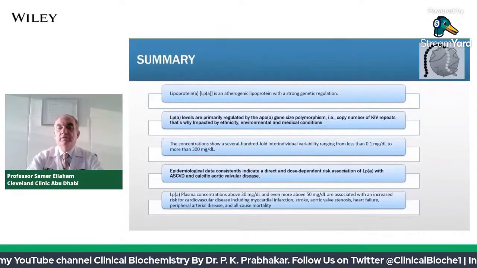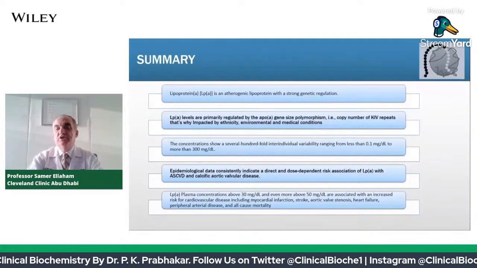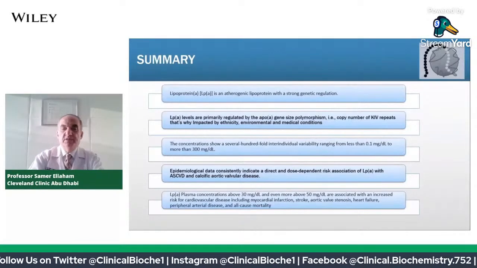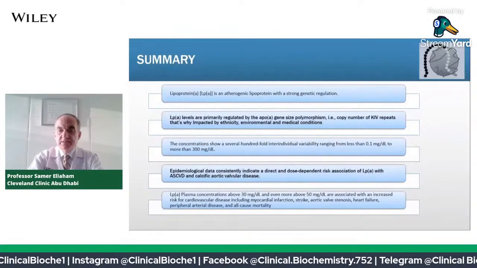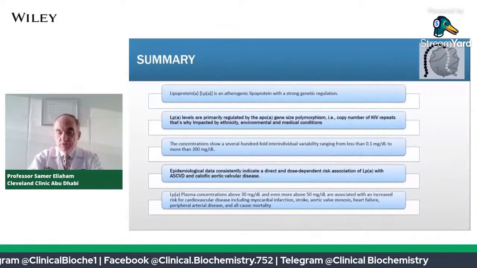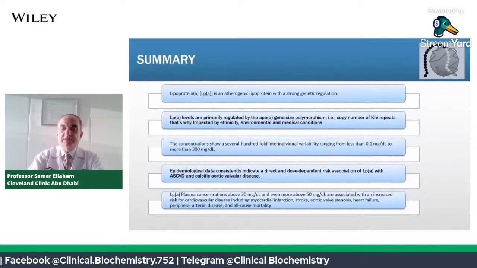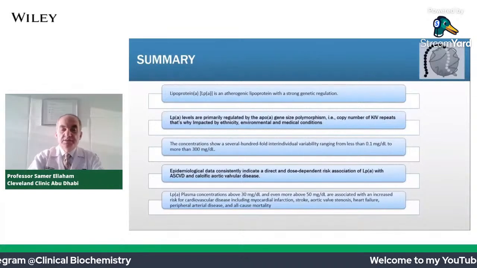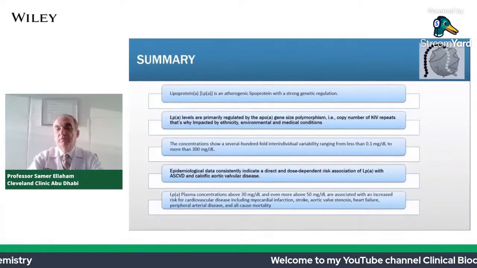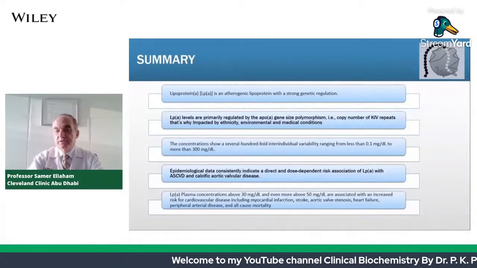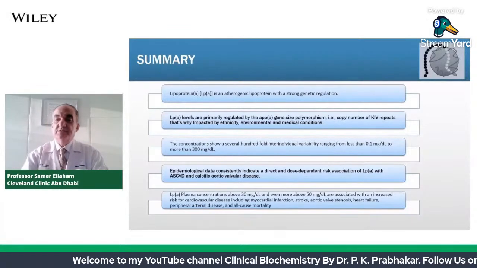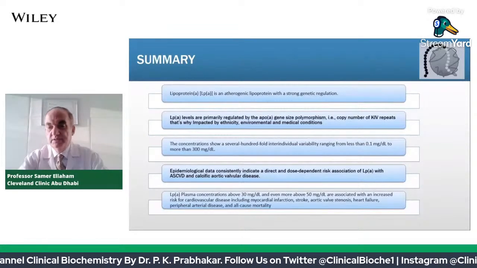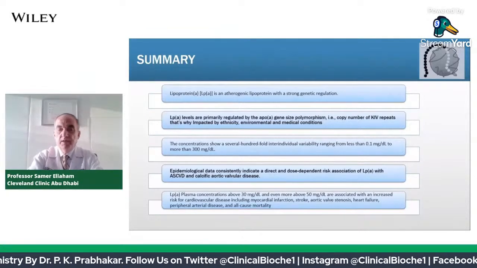Lp(a) levels are primarily regulated by the apo(a) gene size polymorphism. And I spoke about the copy number of Kringle repeats that will be impacted by ethnicity, somewhat by the environment, and also medical conditions. I spoke about acute phase reactant, kidney disease, diabetes, etc. The concentration shows several hundred-fold inter-individual variation, ranging from patients who have less than 0.1 milligram per deciliter to an unbelievable 300 milligram per deciliter. Significant variation.